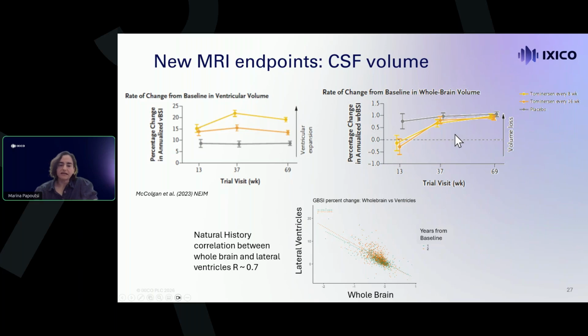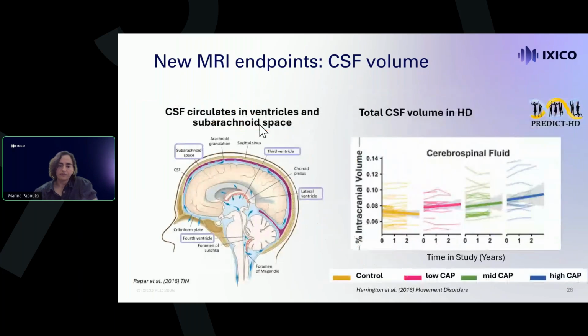So to try and understand what's going on, it's important to keep in mind that lateral ventricles are only one part of the ventricular, the CSF space. So when you look at CSF, you've got the lateral ventricles, but there's also the third ventricle, the fourth ventricle, and also subarachnoid space. These are all areas where CSF flows. So when we look at lateral ventricles, we see them increasing, but we don't know what actually is happening in the rest of the brain. So looking at total CSF volume is another interesting endpoint, as well as changes within the subregions of the CSF.